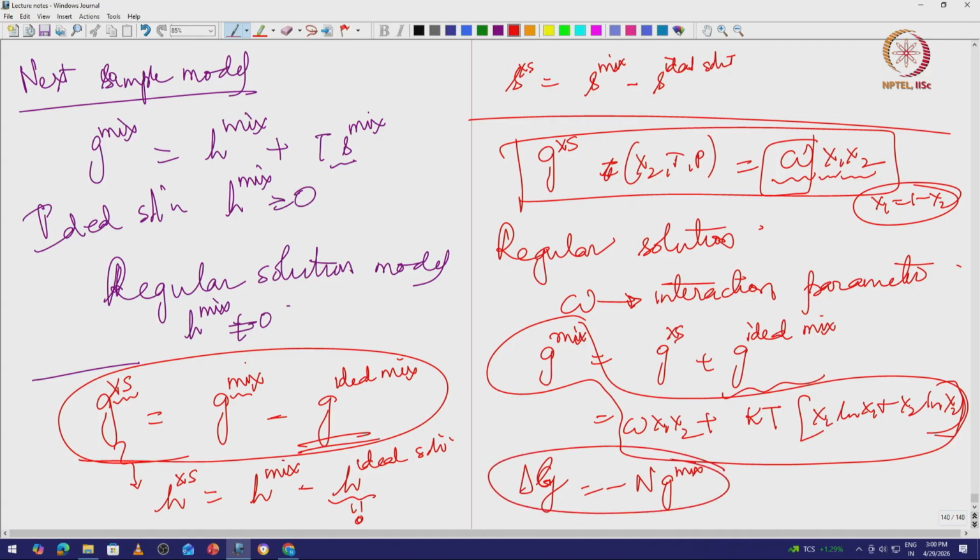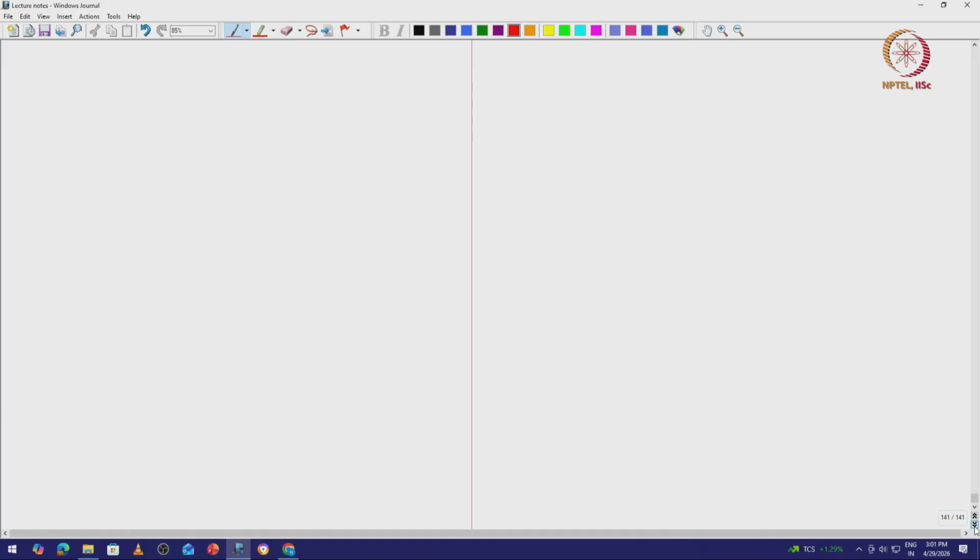So, this we have seen. The driving force for mixing or for forming a solution is omega x1 x2 plus kT times x1 ln x1 plus x2 ln x2. This is the new driving force that we have. Now, I can estimate mu1 and mu2 as functions of x2. Mu1 is just mu1 pure plus kBT ln x1, which is the ideal solution, plus omega x2 squared. You can do the tangent construction.